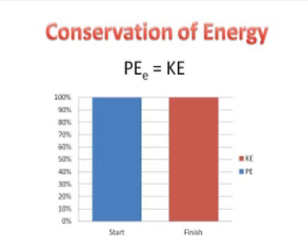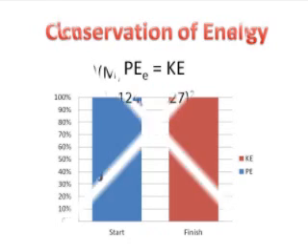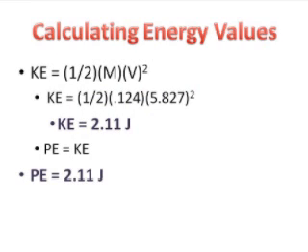This is known as the conservation of energy, where the potential energy in the beginning equals the kinetic energy that it finishes with. In other words, the total amount of energy in the system remained constant over time. That's why it's called the conservation of energy.